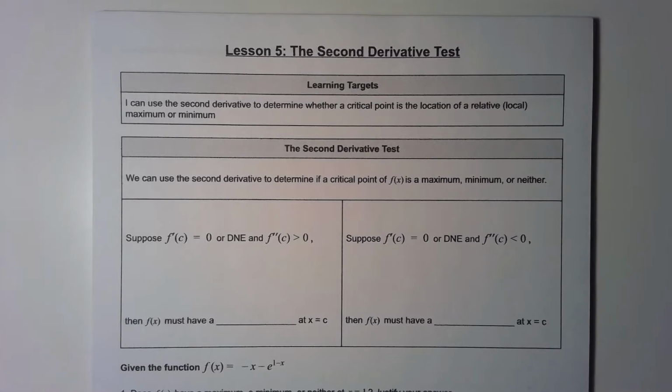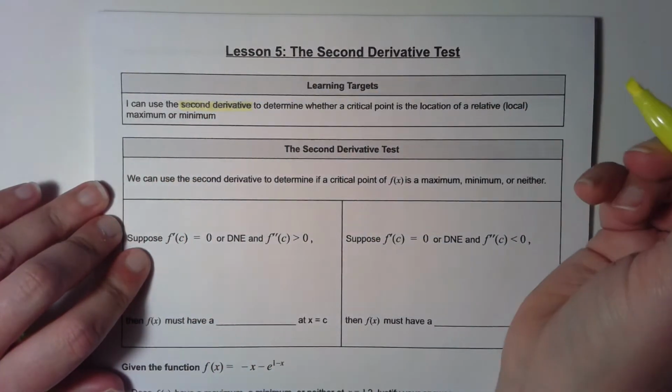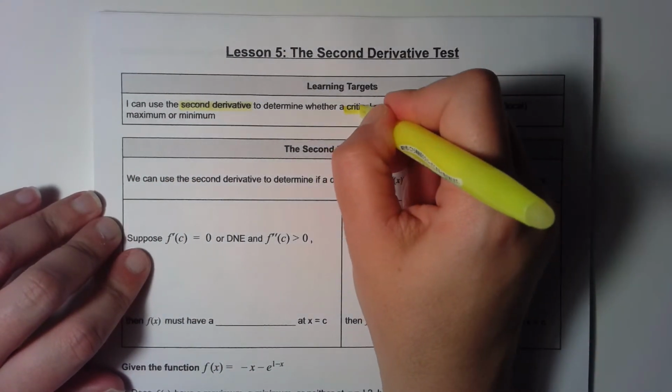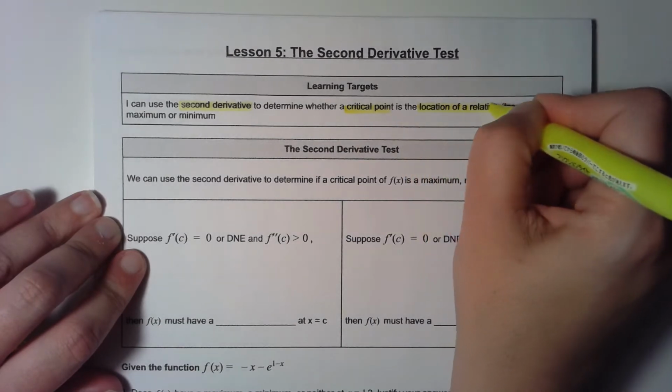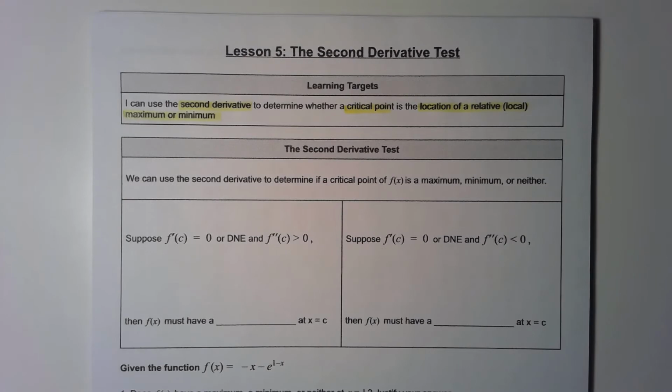In today's lesson, we have one learning target, and today's learning target is I can use the second derivative to determine whether a critical point is the location of a relative or local max or min. So, what we're going to be doing today is identifying relative extrema, just like we did before, but using a different technique where we're going to be using the second derivative now to identify relative extrema instead of a sign chart where we can look at the first derivative.